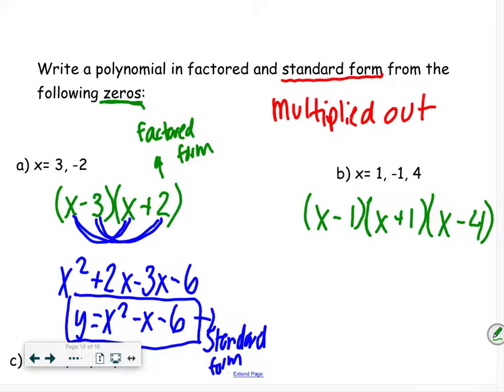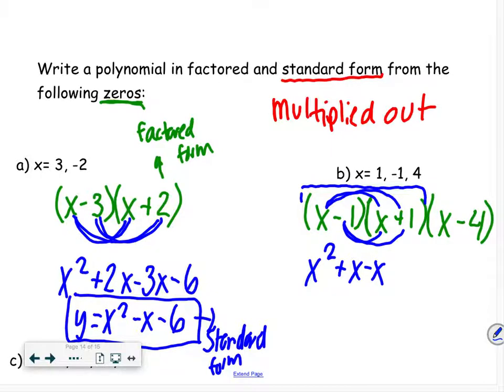Okay. When you have more than two, you gotta do it in steps. Yes, some of them will get long, but then you make fewer mistakes. We're gonna do two at a time. We're gonna do these two first, and we'll bring our x minus 4 along. If I have x times x, I get x squared, x times 1 plus x, negative 1 times x, negative x, and negative 1 times 1, negative 1. I like to put parentheses around that, just so I remember that I have another step, and bring your x minus 4 along.